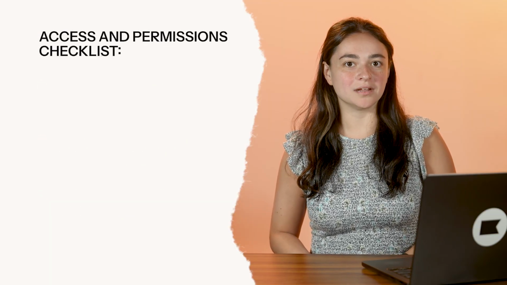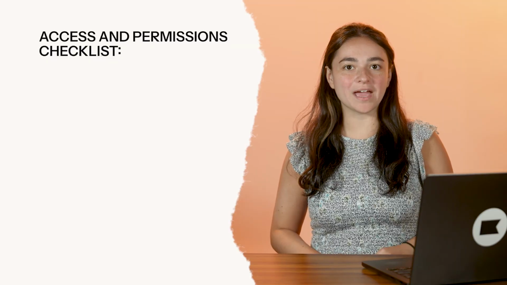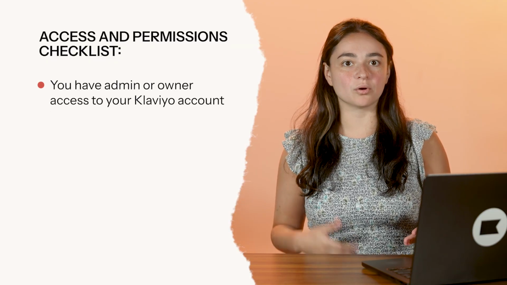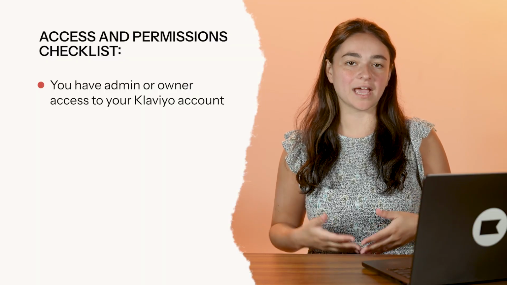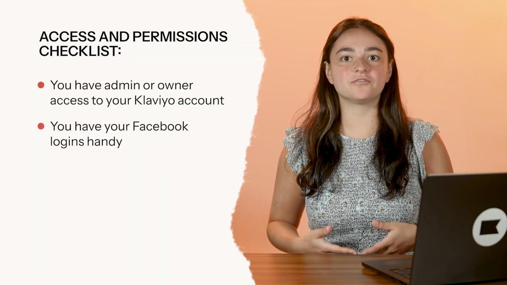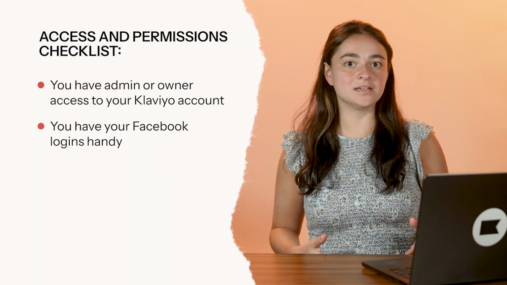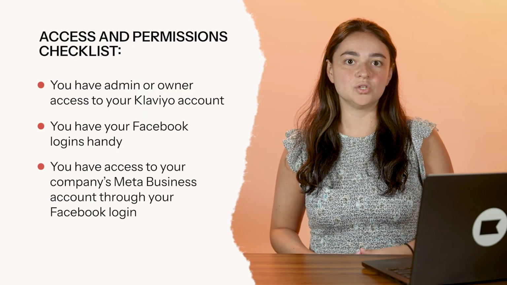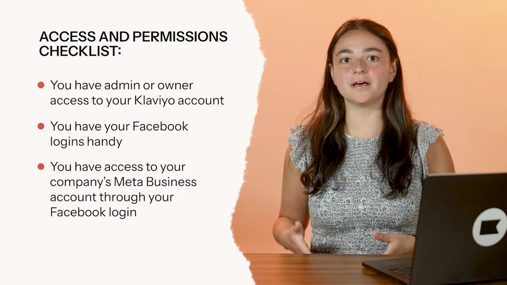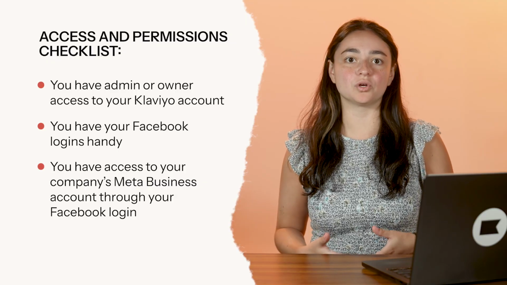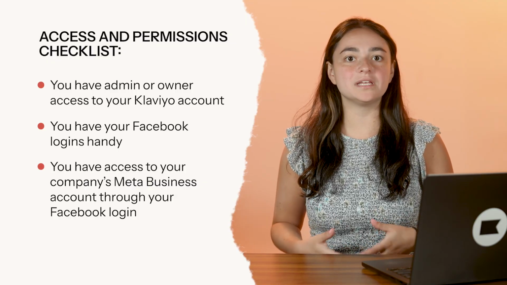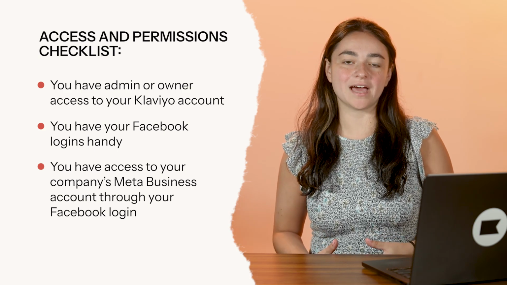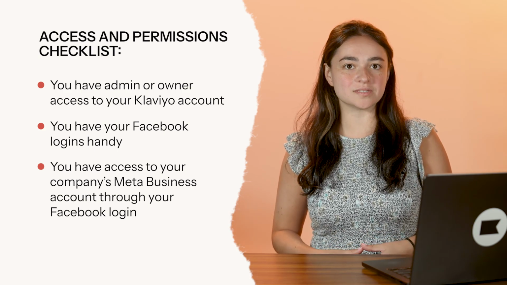Before we jump in, make sure you have the following access and permissions. You have admin or owner access to your Klaviyo account. You have your Facebook logins handy, since you'll need a Facebook account to connect WhatsApp. You have access to your company's Meta business account through your Facebook login. If your company doesn't have a Meta business account yet, you can create one by heading to Meta Business Tools.